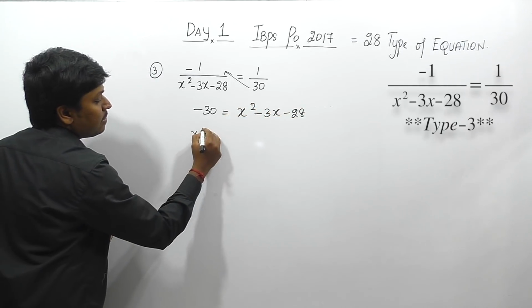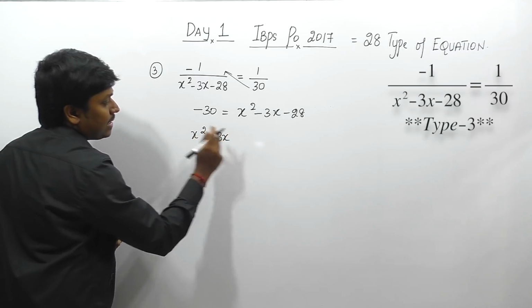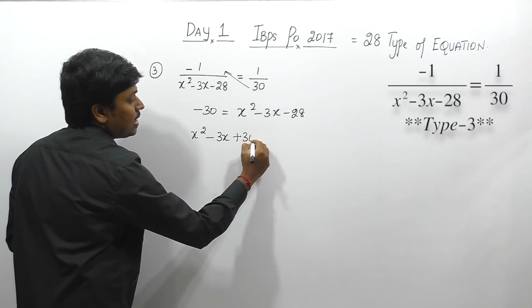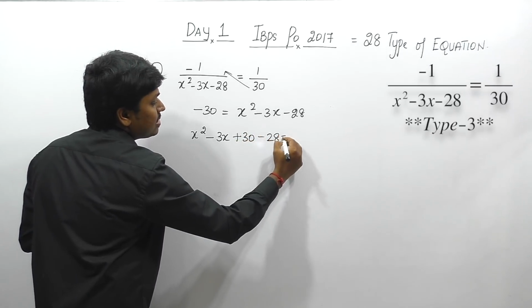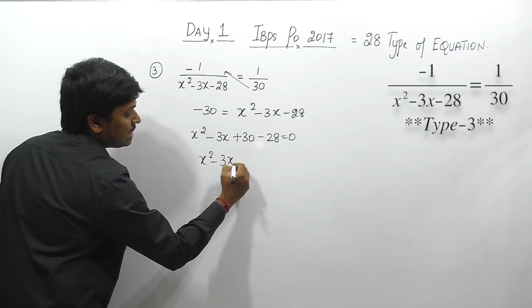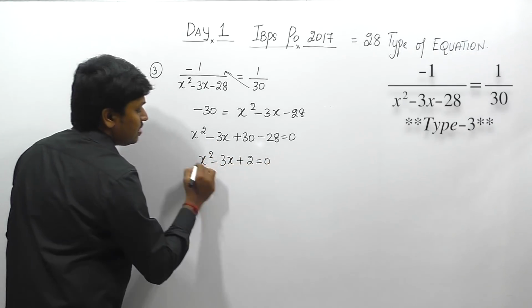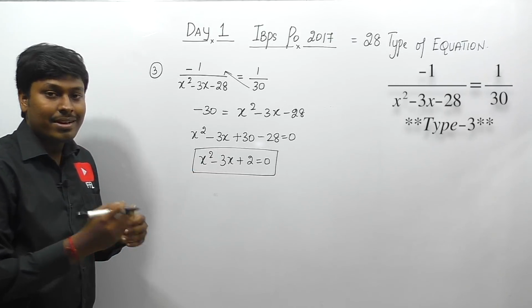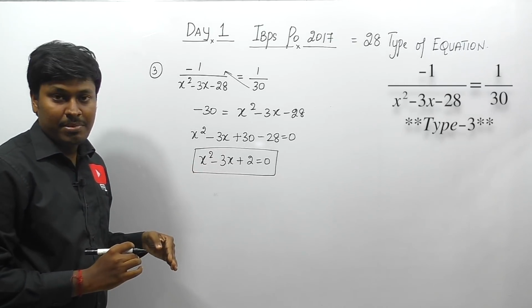So finally this can be written as x square minus 3x. When we bring this minus 30 towards the right hand side, it becomes plus 30, and here it is minus 28 is equal to 0. So this equation can be written as x square minus 3x plus 2 is equal to 0. So friends, finally we have converted the equation into a proper quadratic equation. Now finding the factors will be so simple, right?